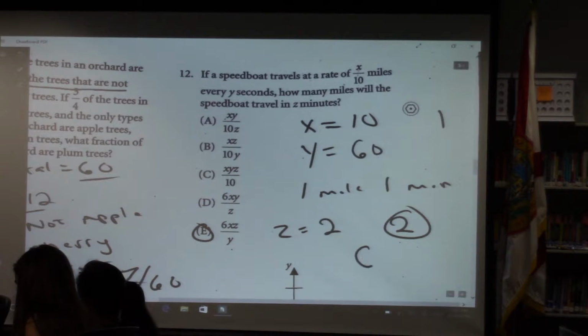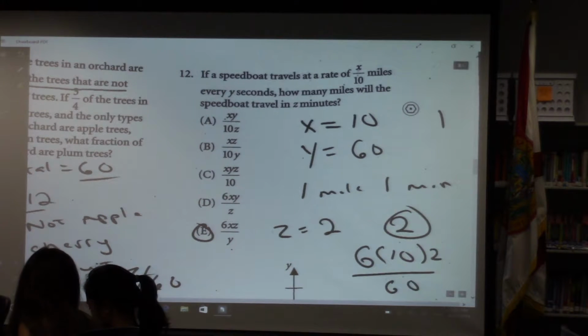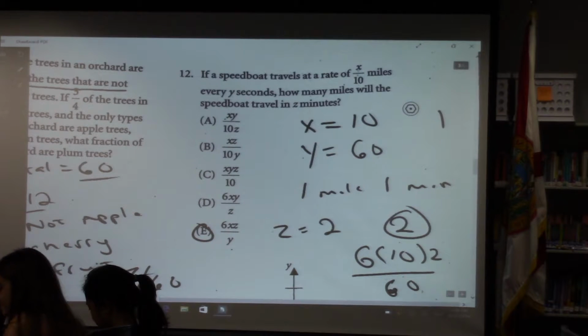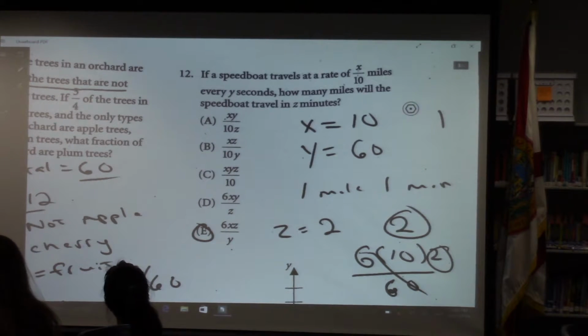So we have 6 times x, which we made 10, times z, which we made 2, over our y, which we made 60. And bam, 2. Any questions? Make up numbers, make it work for you.